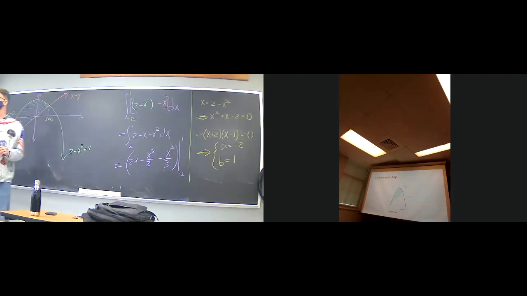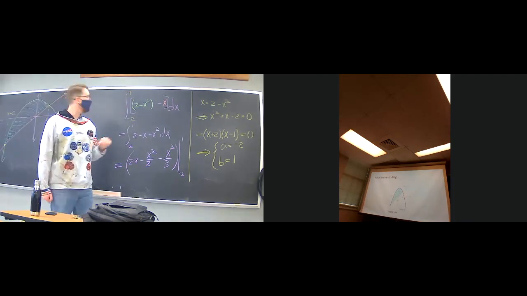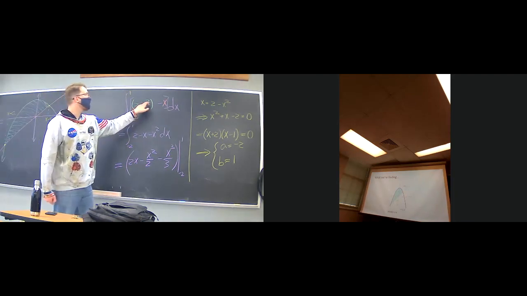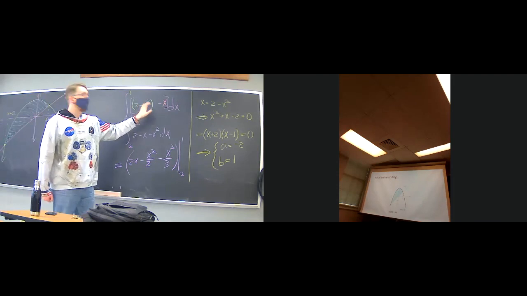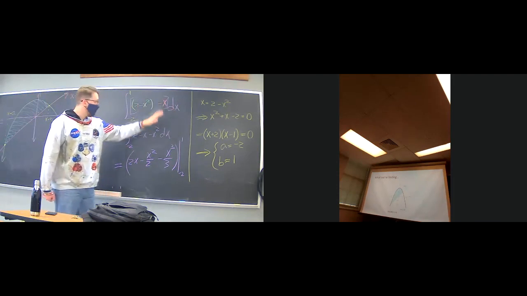Now, it comes down to identifying which function's on top, which function's on bottom. 2 minus x squared was on top, and x was on bottom. So we're going to have the integration from -2 to 1 of 2 minus x squared, that quantity, minus x, integrated with respect to x. From there, we do everything the same.